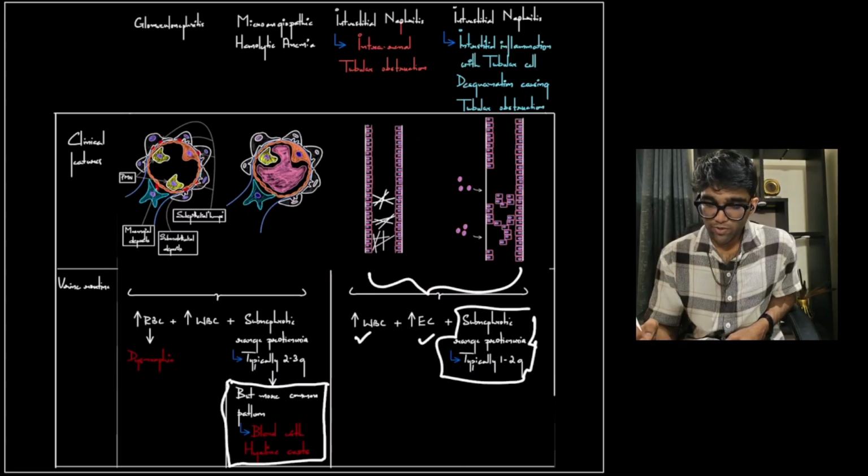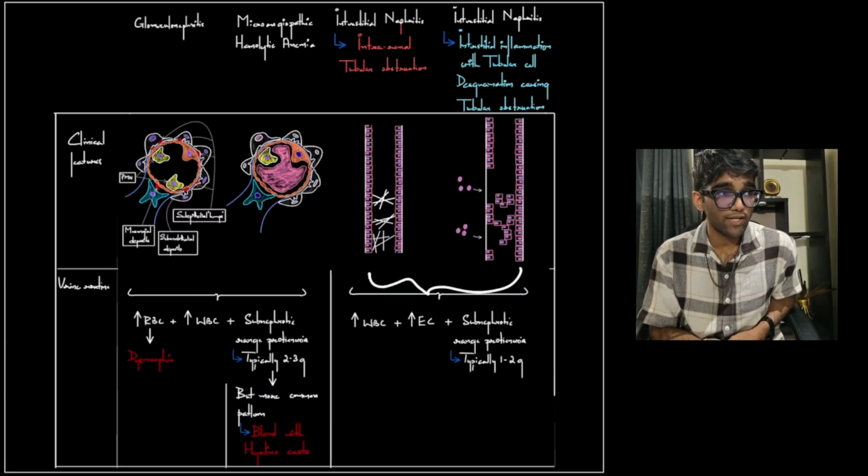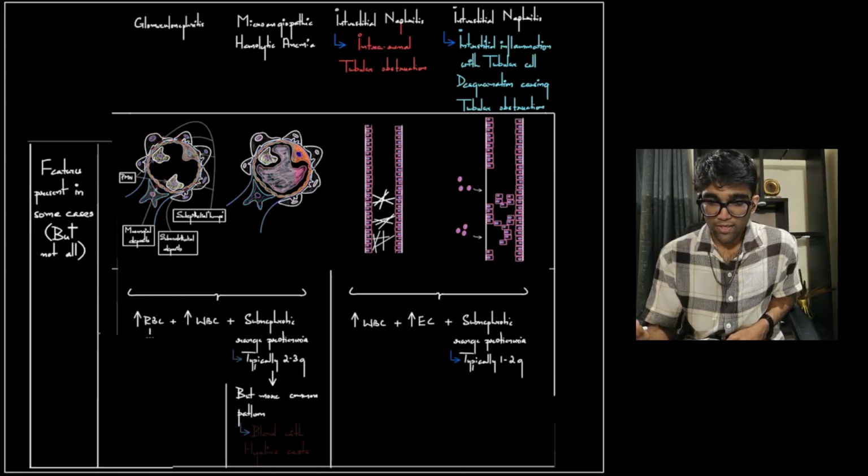This proteinuria is because the tubules themselves also reabsorb around 1 to 1.5 grams of filtered protein per day. And if that is not absorbed, that will come in the urine. So the range is 1 to 2. Please note the range in case of nephritis or thrombotic microangiopathy is 2 to 3.